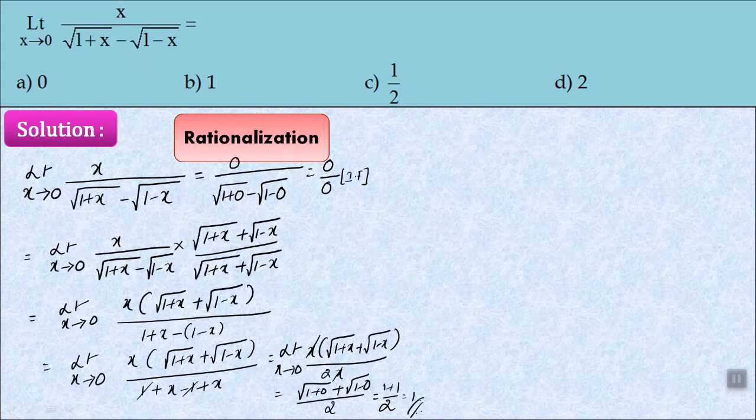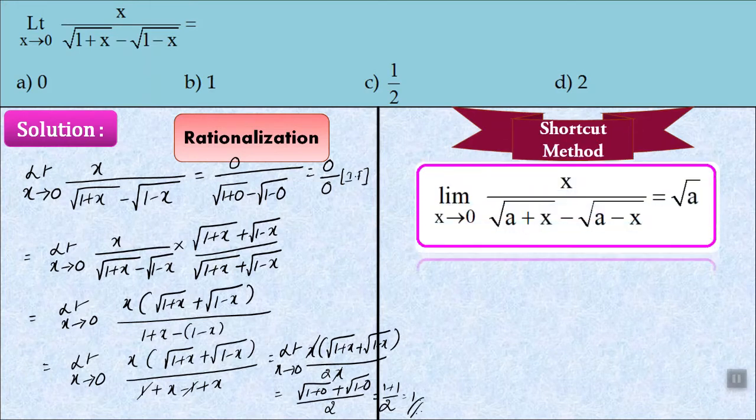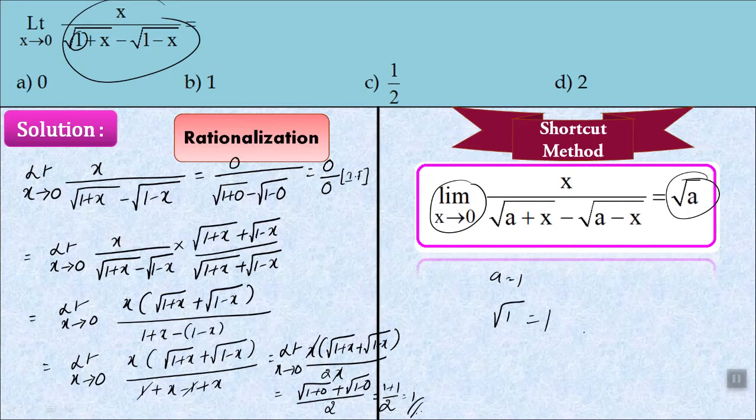Dear students, see the shortcut method for this. The shortcut method formula is limit x tends to 0, x divided by square root of a plus x minus square root of a minus x, is equal to root a. Here in this given problem, a is equal to 1, so the answer is root 1, that is 1. Therefore the answer is option B.